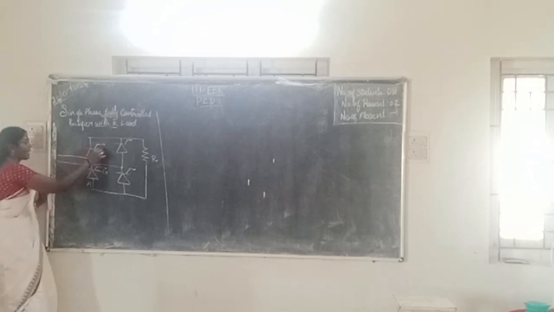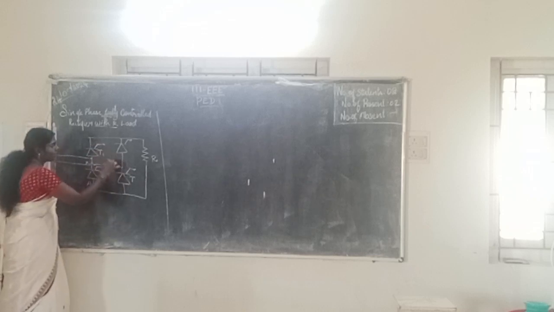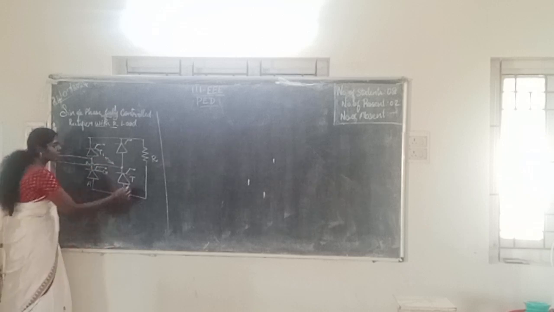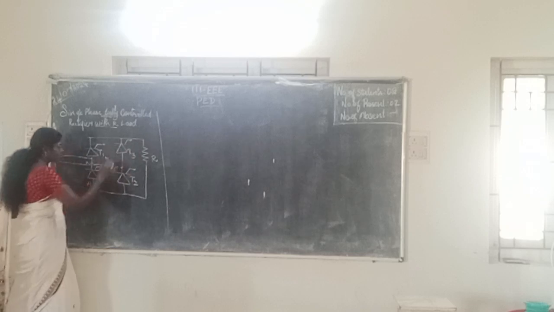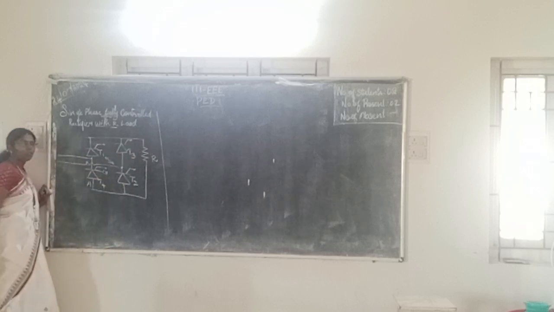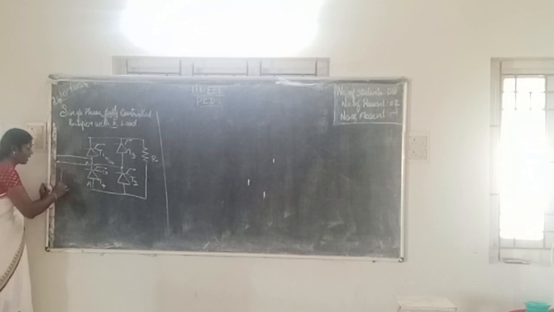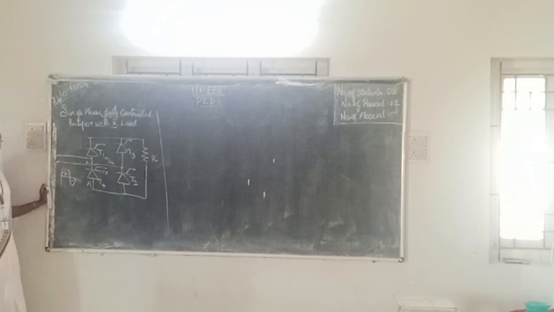I am naming this thyristor as T1, and this thyristor is right opposite to it, crisscross opposite. This is thyristor 2, here it is thyristor 3, and this is thyristor number 4. Why am I naming these? Here the input is AC input. Two half cycles are there, one is the positive half cycle and the other is the negative half cycle.